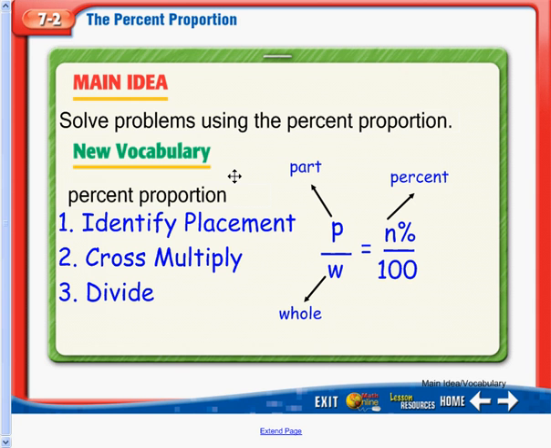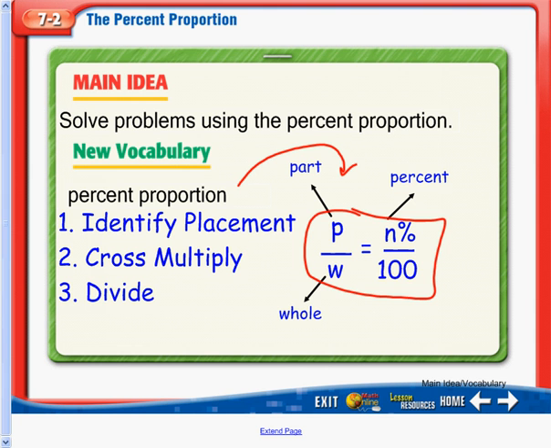The percent proportion is this one right down here, where we have part over whole is equal to n percent, where n percent is labeled as n over 100. N over 100 equals n percent. So this key here is there for us because P is a part. W on the bottom is going to be whole, just like 100% is a whole. When you get 100% on a test, you got the whole thing correct.